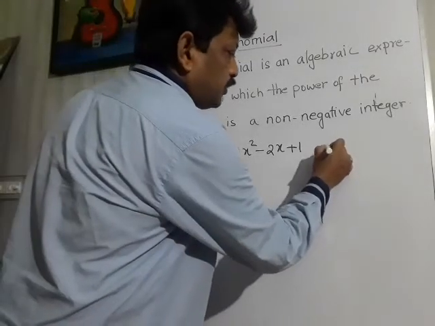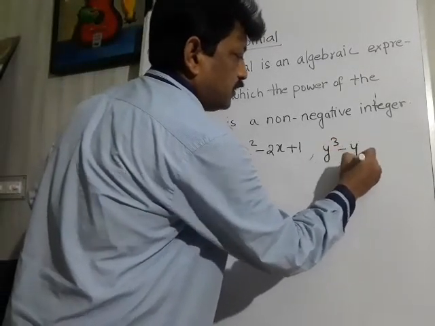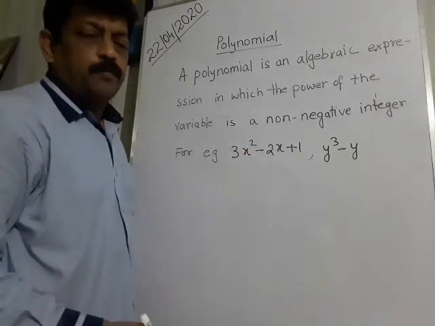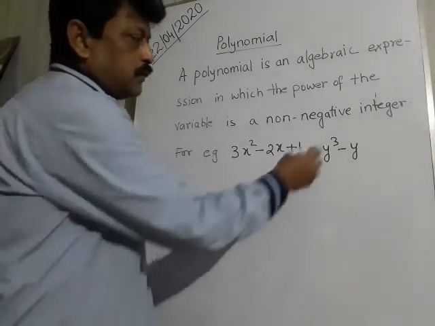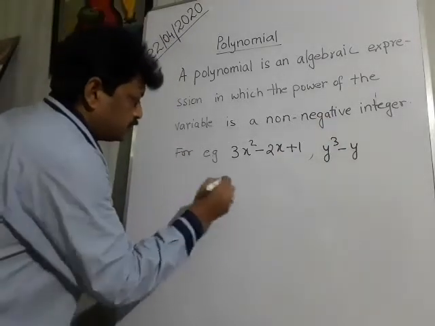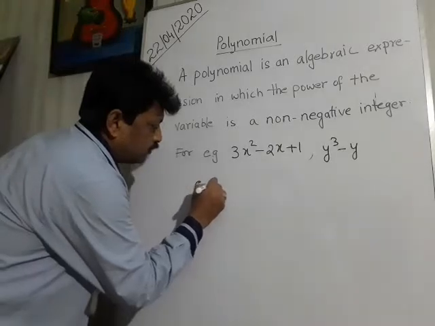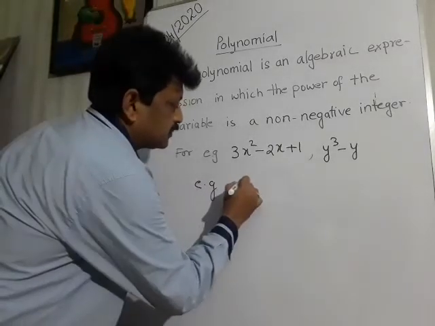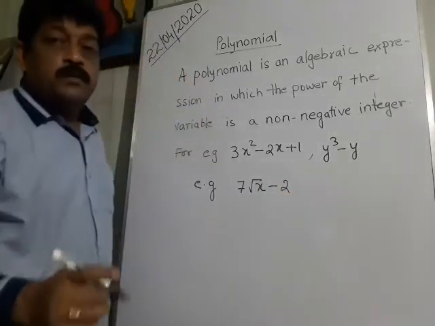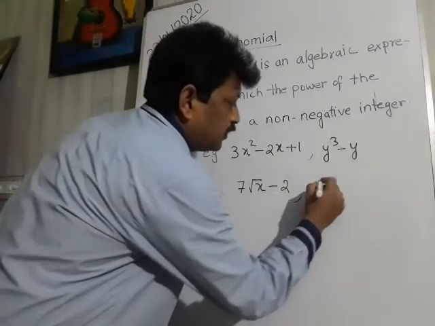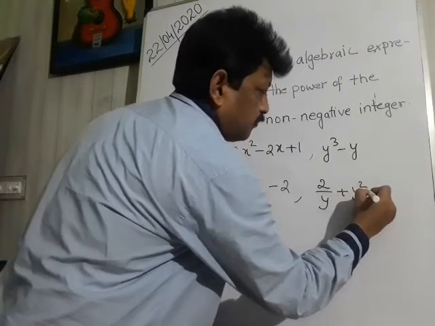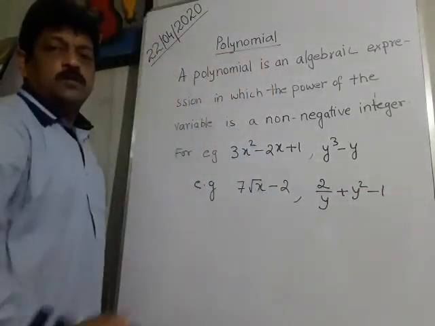Similarly, y cube minus y, this is also a polynomial because the power of the variable is a non-negative integer. Now consider one or two more examples. Here 7 root over x minus 2, this is not a polynomial. Similarly, 2 by y plus y square minus 1, this is also not a polynomial.